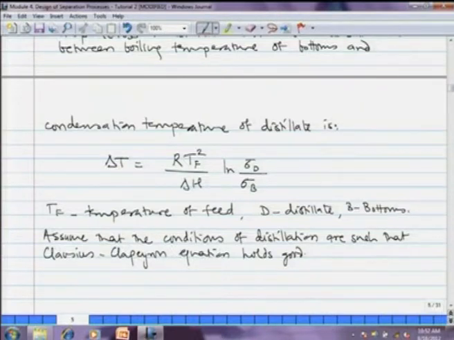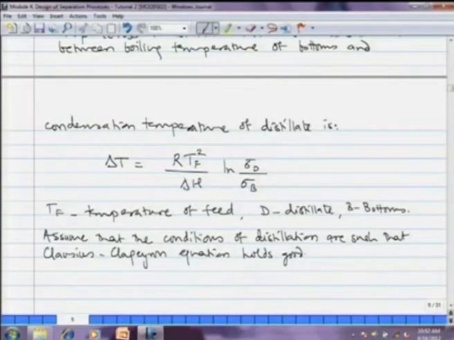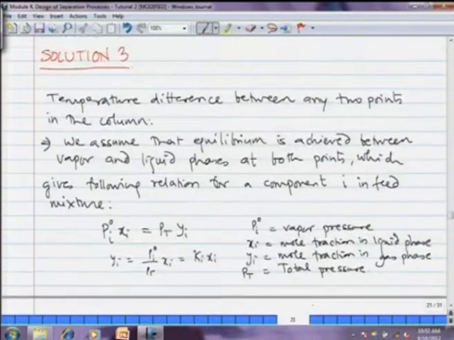We can make an assumption that the conditions of the distillation are such that Clausius-Clapeyron equation holds good. That means, we are not having very high pressure distillation, we are having low to moderate pressure, let us say atmospheric distillation, and the mixture is relatively ideal. So, that the Clausius-Clapeyron equation holds good. Now, we start the solution.